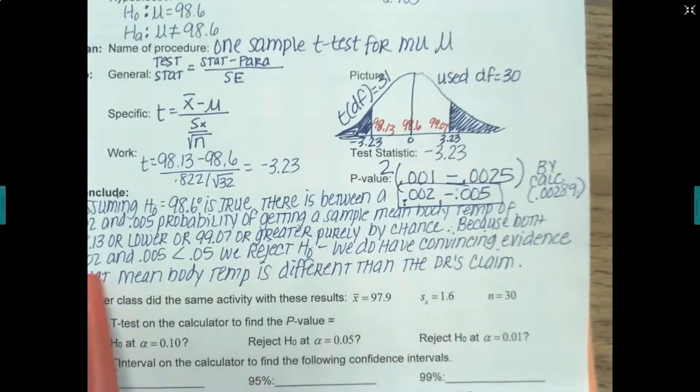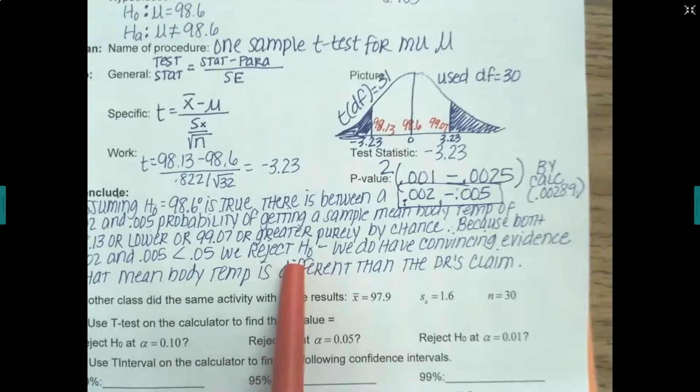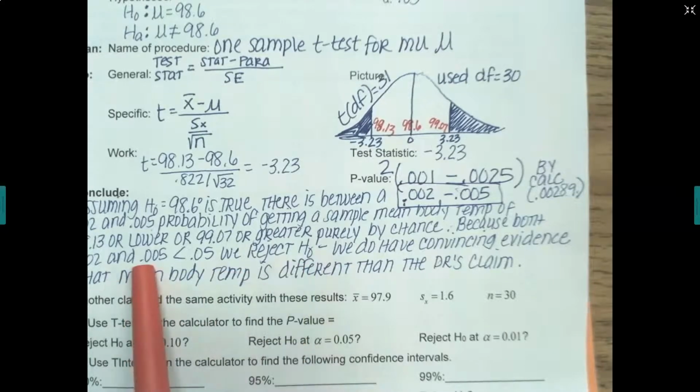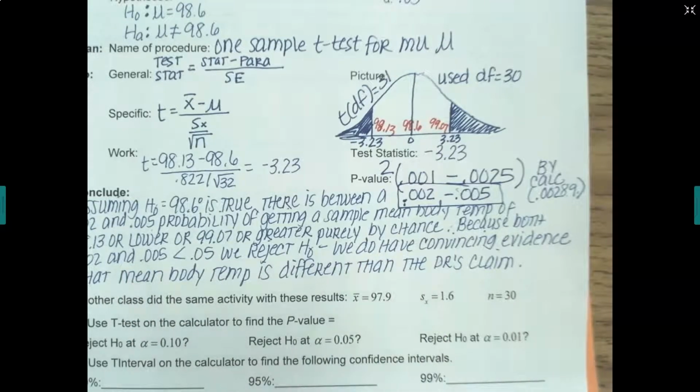Because both 0.002 and 0.005 are less than alpha, we're going to reject the null. It's a very small chance of this happening purely by chance. So we do have convincing evidence that the mean body temperature is different than the doctor's claim.